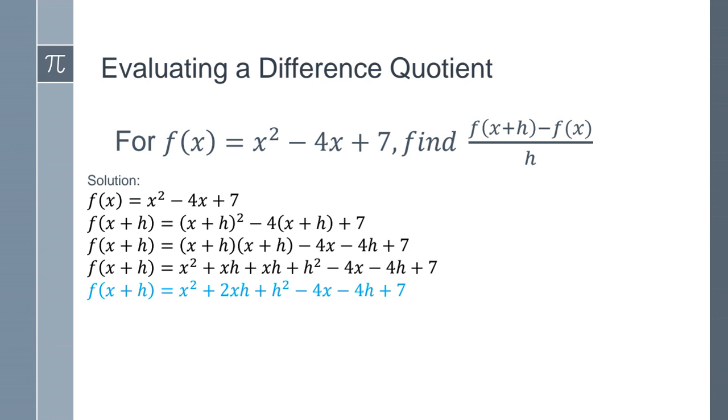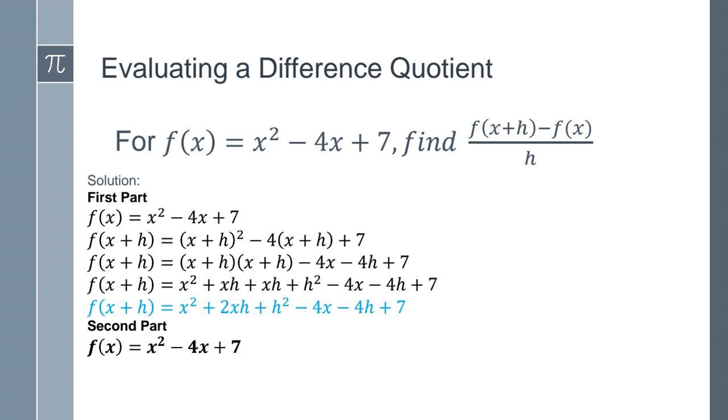Again, let's do the second part, evaluating f of x. F of x, again, since it's saying to just plug in x, I already have the x's, so I don't do anything. It's just using it as is, x squared minus 4x plus 7. Let's go ahead and put everything together. All right, so the third part is putting everything together.